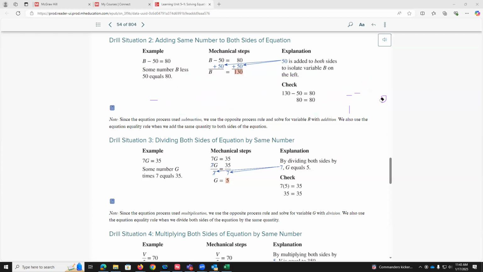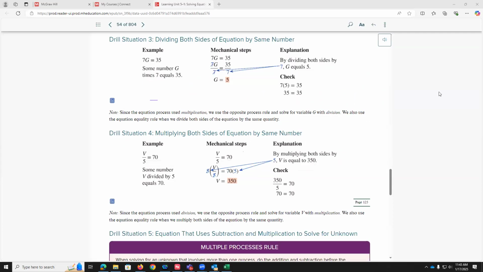All right, I'm going to get this erased, and then we're going to move down the screen just a bit. We'll take a look at dividing. And I bet you can already do this one on your own. So maybe you want to pause this video and just try it. Just see what you come up with. All right, so if you're back with us, here we go.